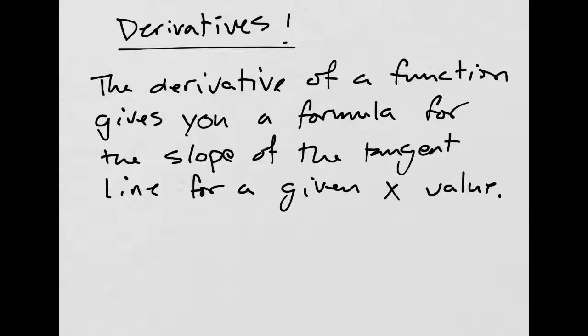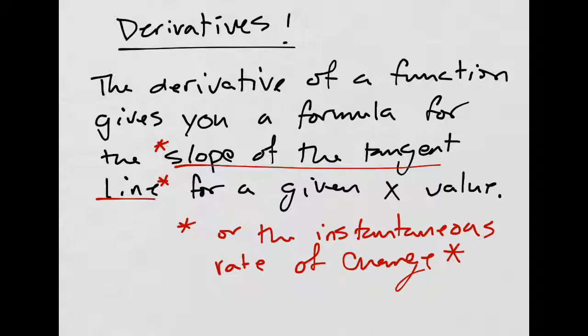So here, the derivative of a function gives you the formula for the slope of the tangent line for a given x value. That's one way to think about it, if you were thinking about the graph. Or if you're thinking about some contextual problem, it would be the instantaneous rate of change. Instead of slope of the tangent line, you could say formula for the instantaneous rate of change of that function. So there you go. That line can be replaced.